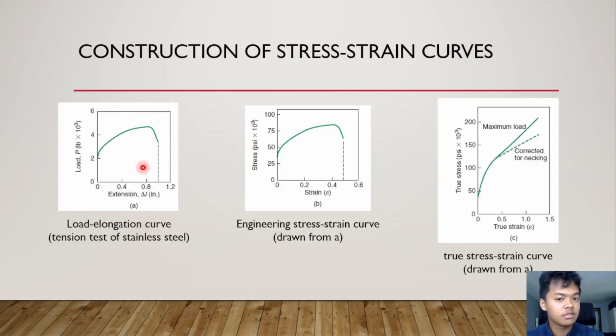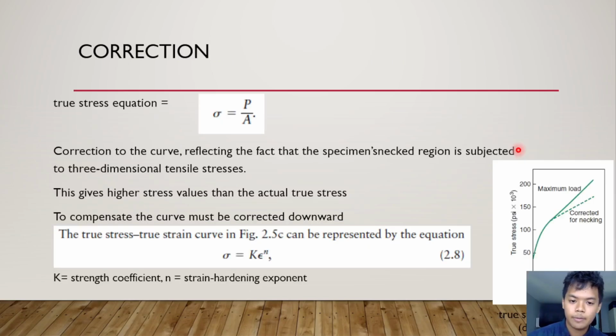Okay, as I have previously explained, straight out of the test, we have what's called a load elongation curve. Tension test of stainless steel. So this is straight out of testing. We get load on the y-axis and extension on the x-axis. And then we can convert this into the engineering stress-strain curve and then to the true stress-strain curve. This is a weird phenomenon, but I'll explain that in further detail in the next slide.